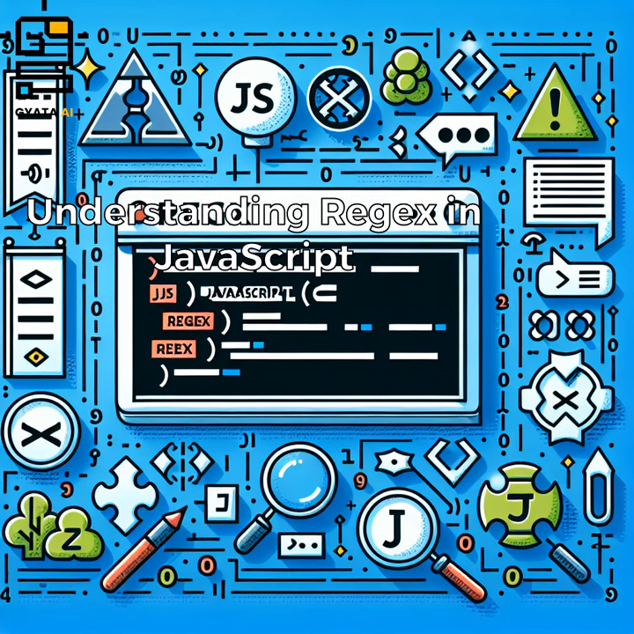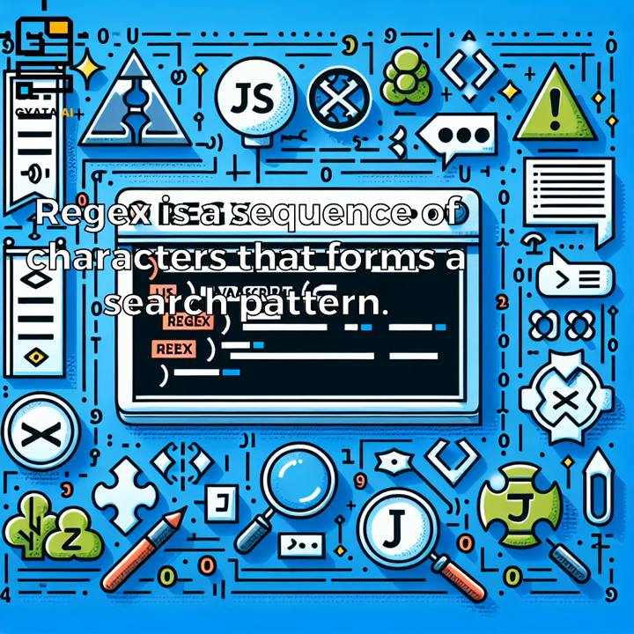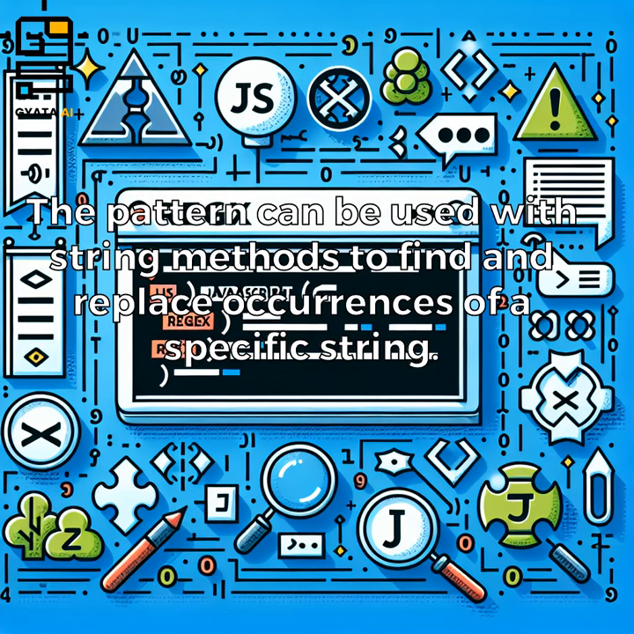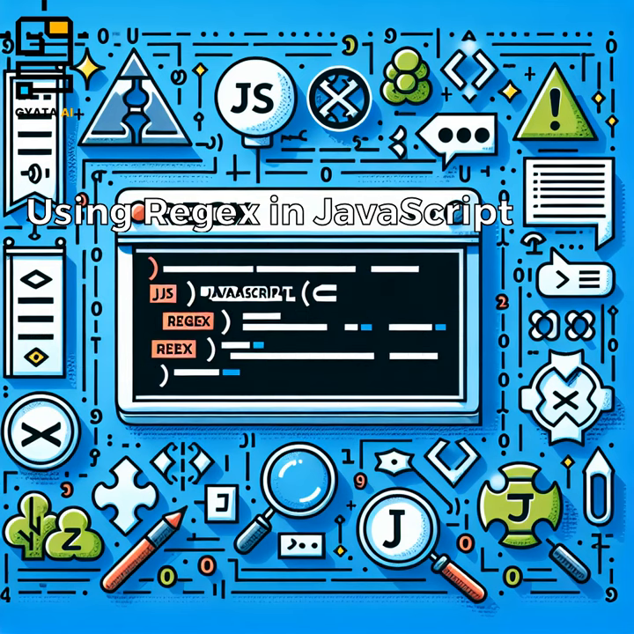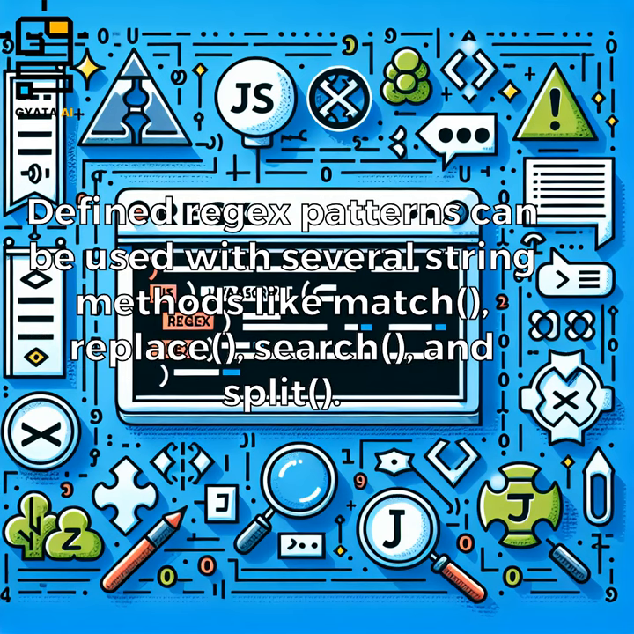Understanding regex in JavaScript. Regex is a sequence of characters that forms a search pattern. The pattern can be used with string methods to find and replace occurrences of a specific string. Regex in JavaScript is created using a regex literal, /regex/, or the RegExp constructor, new RegExp("regex"). Using regex in JavaScript, defined regex patterns can be used with several string methods like match, replace, search, and split.